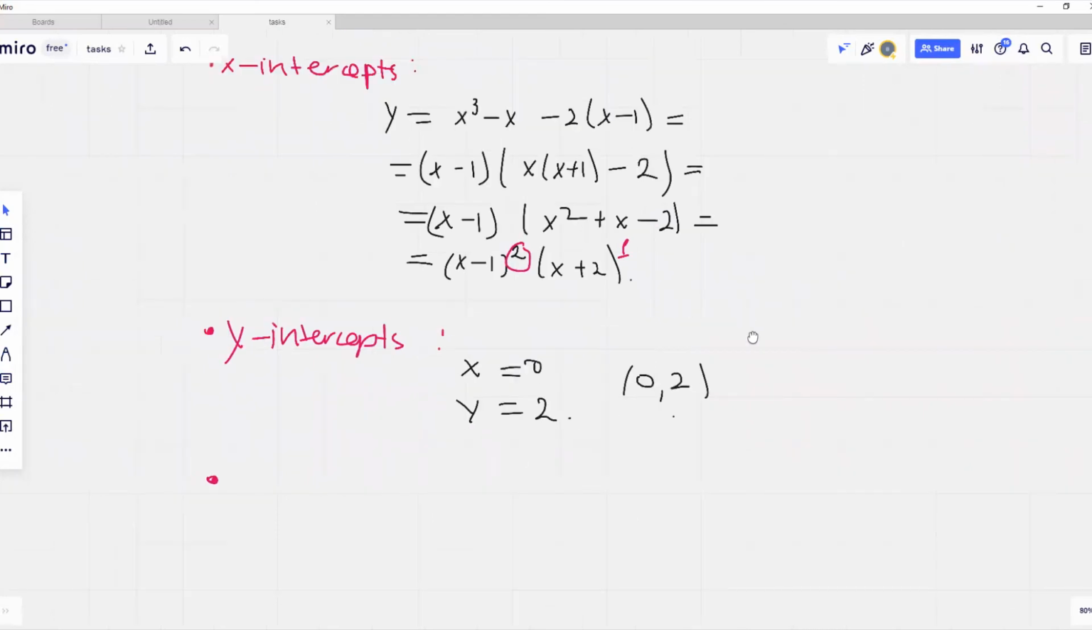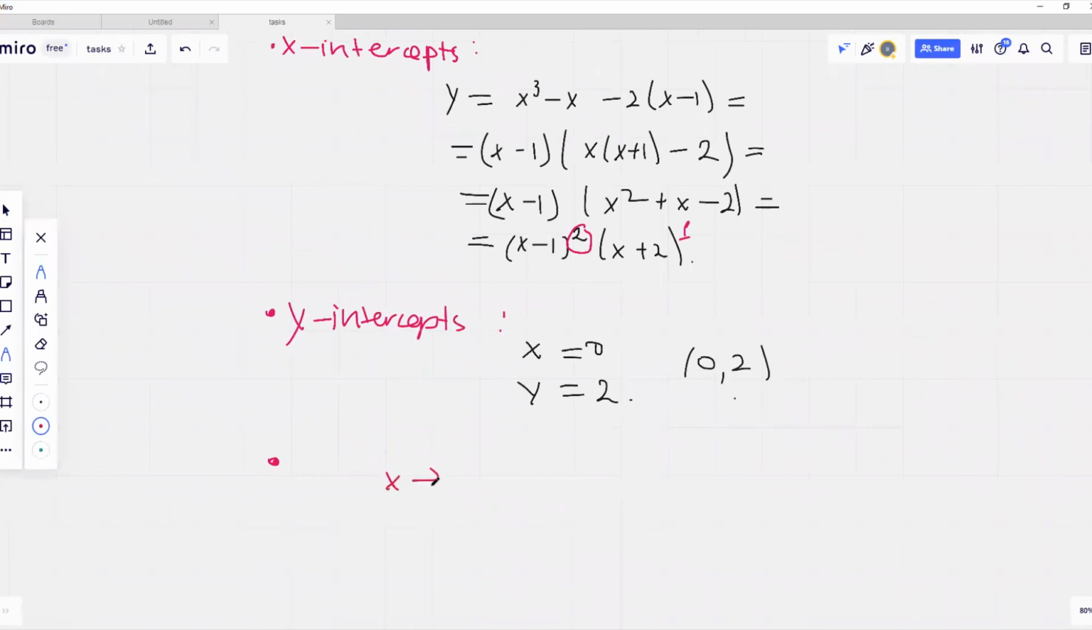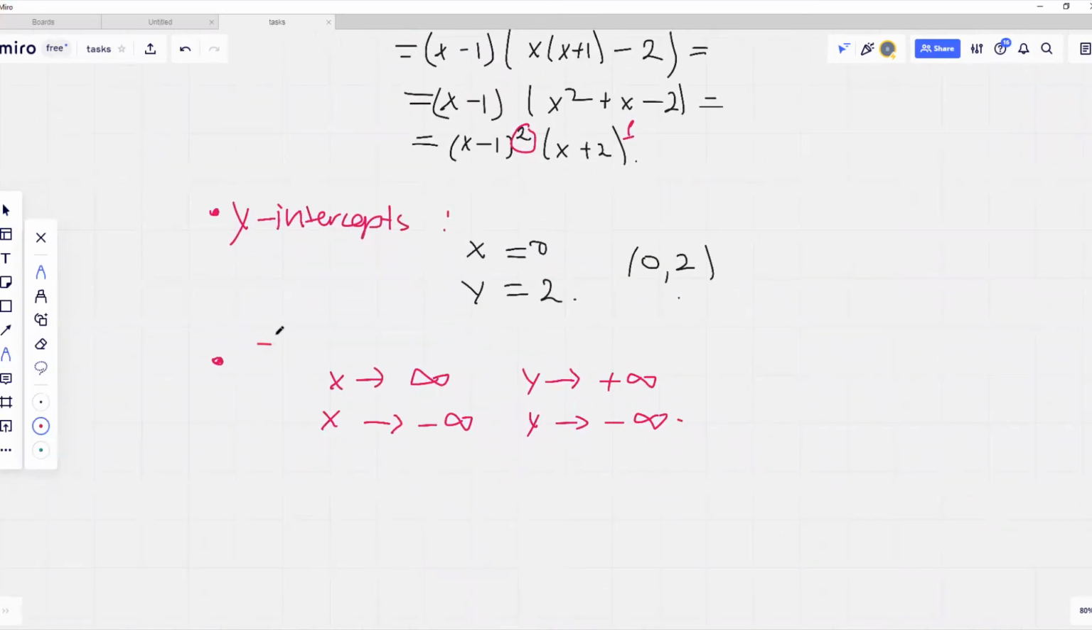Now let's study the end behavior of our polynomial. When x goes to infinity, the limit of our polynomial will also go to plus infinity. So y will also go to plus infinity. When x goes to minus infinity, we see that the highest degree term here, the highest power term here, is of odd multiplicity, meaning that y will go to minus infinity. Okay, so this is for end behavior.